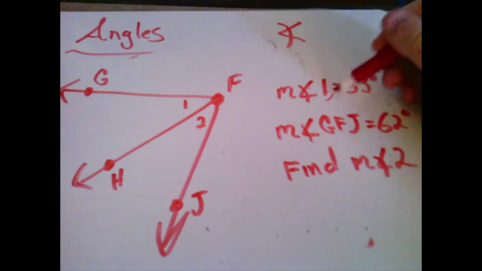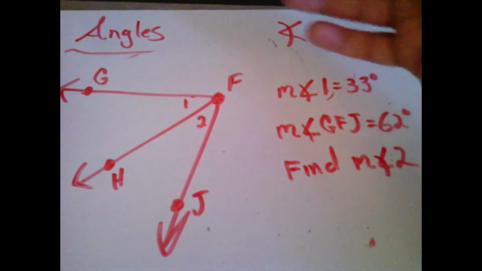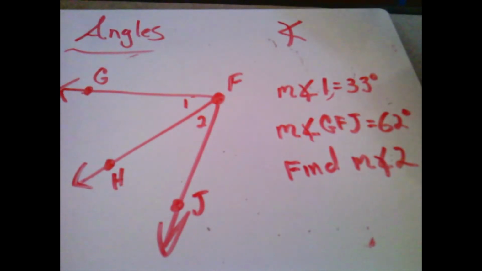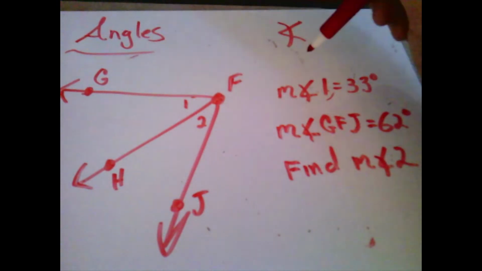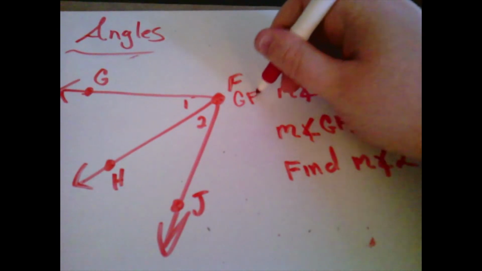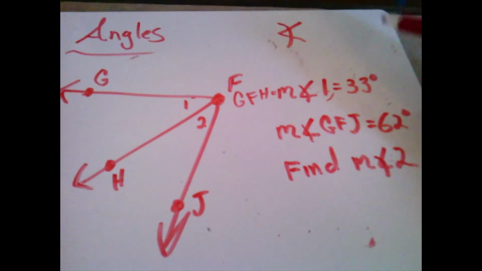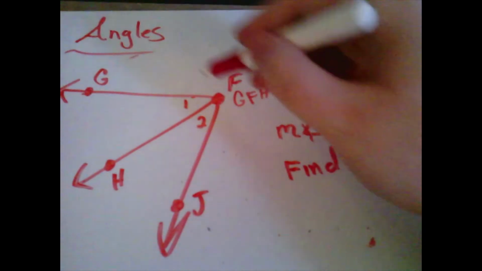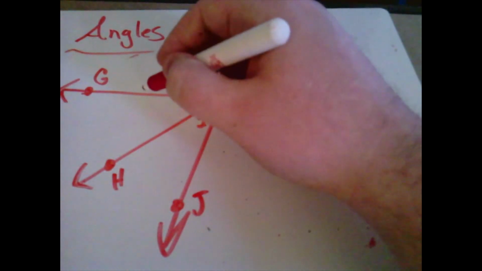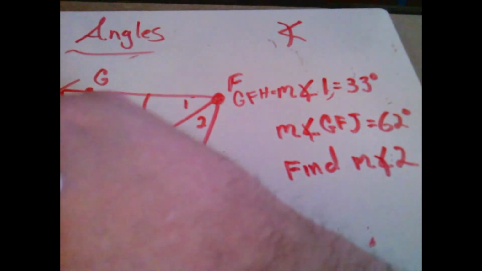Now, here they're calling angle GFH angle 1. That's not a problem, right? It's the same thing. They just decided to label this angle 1. So angle GFH is angle 1. Next, angle GFJ is 62 degrees. This entire angle spanning from here to here, that is 62 degrees.